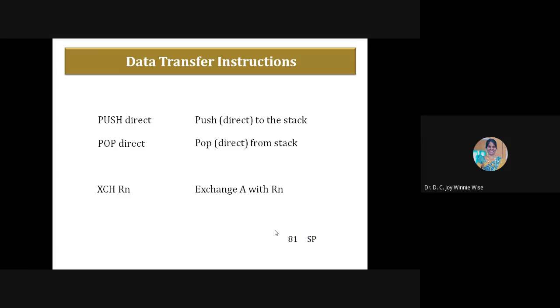Okay. Like this, if I want to push the content of B into the stack, I cannot write PUSH B. I write PUSH F0, because F0 is the B register. Like this we have POP. You know this, no? The exchange instruction is to exchange the content of accumulator with the R0 register.